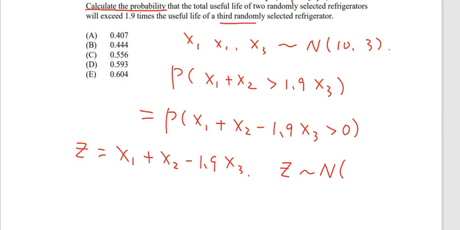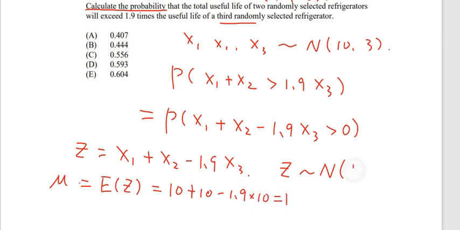So what is the mean for this? The mean, mu z, is the expectation of z, which is 10 plus 10 minus 1.9 times 10. So this equals 1. So the mean is 1.